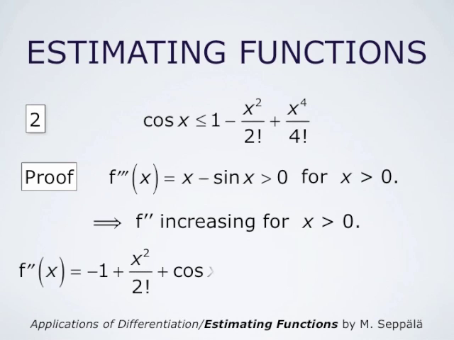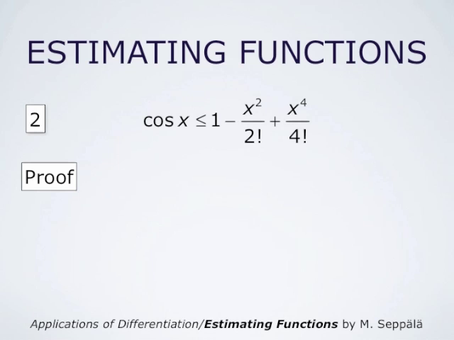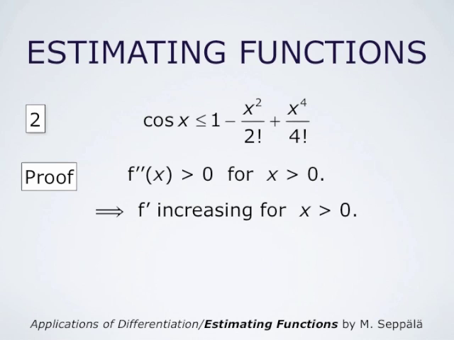Now the second derivative was minus 1 plus x squared over 2 factorial plus cosine of x. This means that this second derivative is larger than its value at 0 when x is positive. The value of the second derivative at 0 is simply minus 1 plus 0 plus 1, which is 0. So we conclude that the second derivative of the function f is positive for x positive, and this means that the first derivative is increasing for x positive.